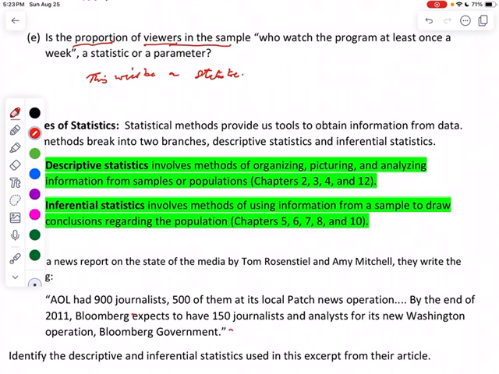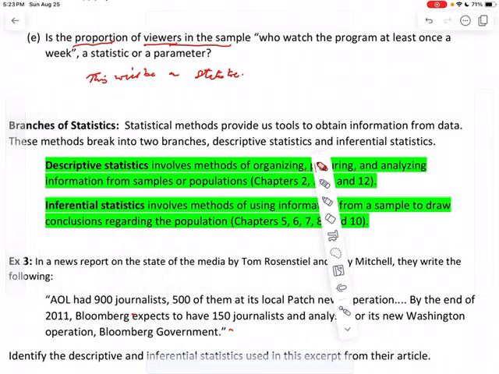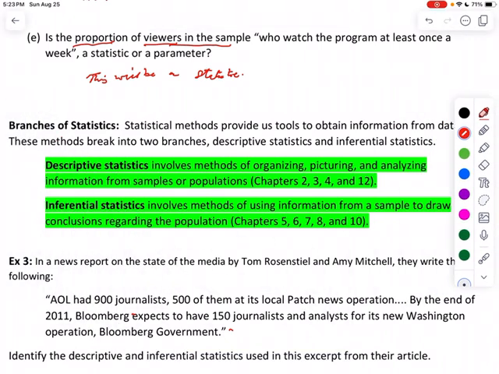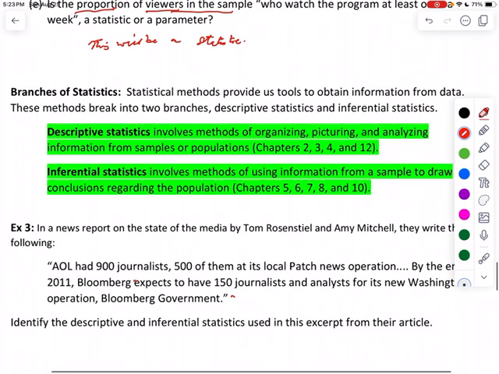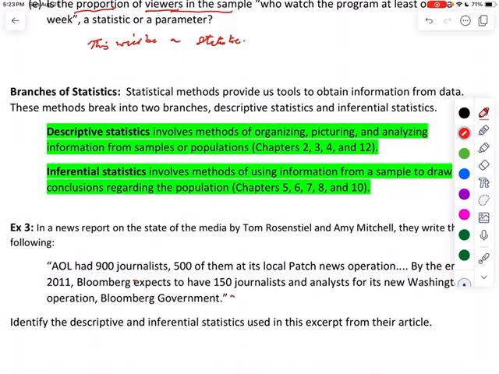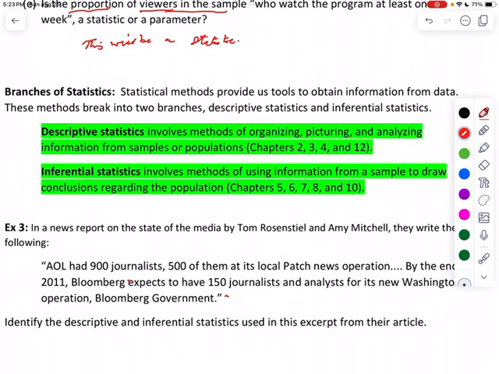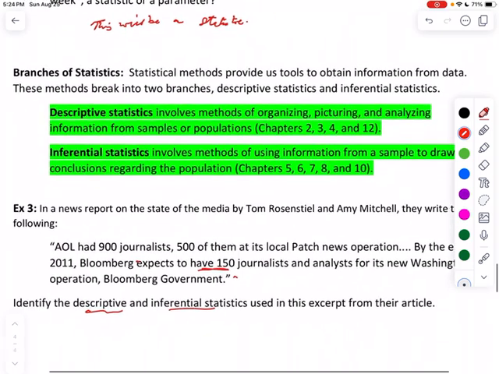Okay, let's look at the example now. It says, in a news report on the state of the media by Tom Rosenstiel and Amy Mitchell, they write the following: AOL had 900 journalists, 500 of them at its local Patch news operation. By the end of 2011, Bloomberg expects to have 150 journalists and analysts for its news operation in Washington, Bloomberg Government. Identify the descriptive and the inferential statistics used in this excerpt from their article.